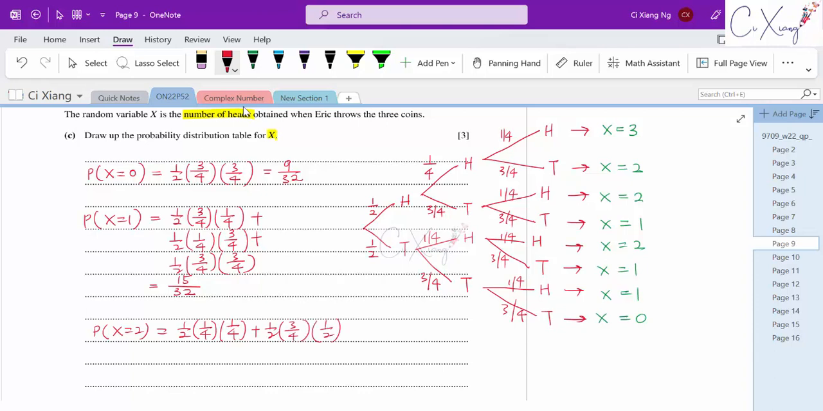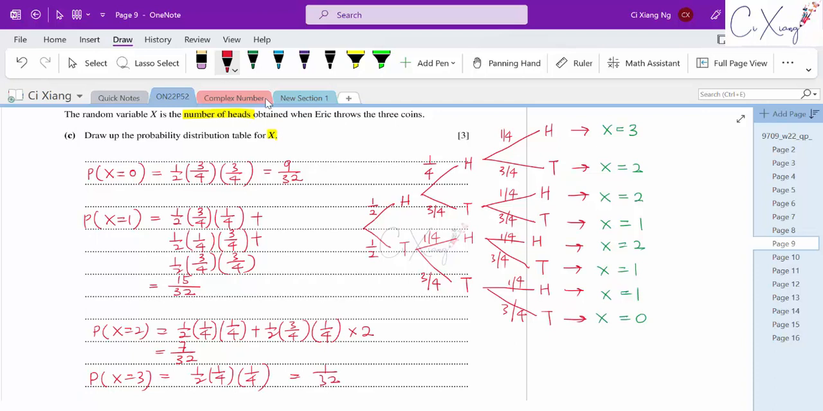And then I'm having the same outcome here. So I just multiply it with 2. Okay, then simplify the answer for this part. By right, you should get 7 over 32. And the last result is x equals to 3. So we have only one case for x equals to 3, where it should be half, 1 over 4, 1 over 4, and then I'm having 1 over 32.